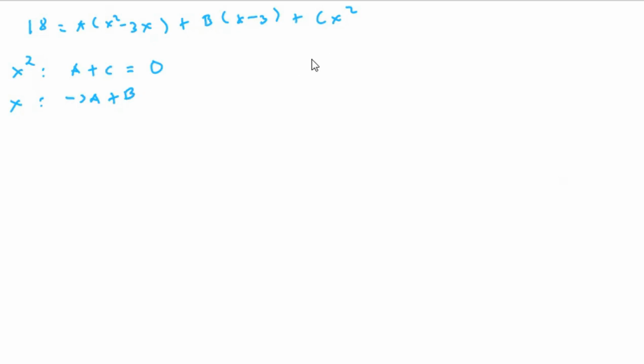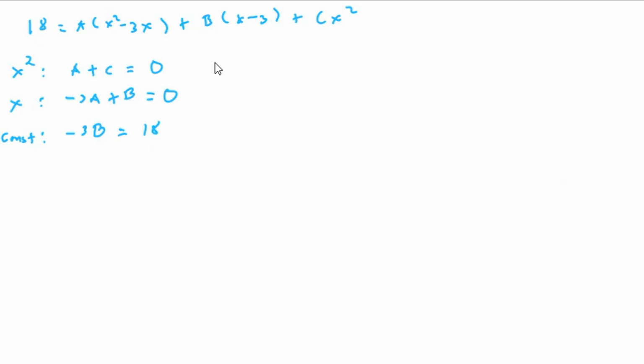And on the last term, we don't have the coefficient of x, so we will just write up to b. And this will be equated to 0 because there is no coefficient of x on the left side. So for the constant, or x to the power of 0, on the first term we don't have a constant term, plus on the second term we have b times negative 3. So the value of the constant there is negative 3b. Plus, on the next term we don't have a constant, so negative 3b is equal to 18, because there is a constant value of 18 on the left side.